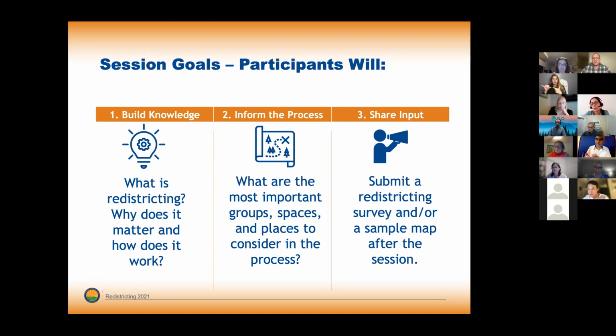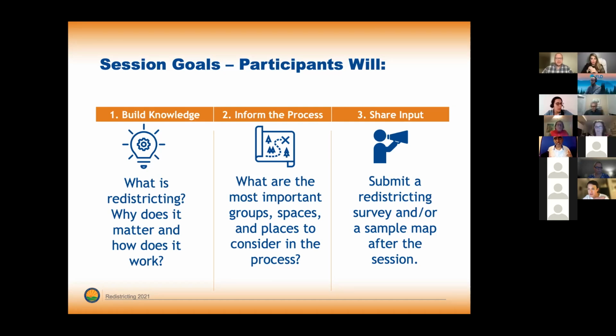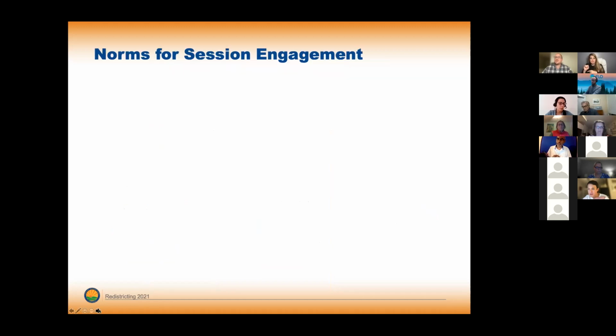Secondly, we want all participants to inform the redistricting process. So that will be sharing the most important groups, spaces, and places that should be considered in this process. And then lastly, we want all participants to be able to share input following this meeting. Specifically, that means submitting a redistricting survey and or a sample map after the session. We're also hopeful that you will get other neighbors and residents involved in this process in some of the opportunities that are forthcoming to engage in redistricting. So those are our goals for the evening.